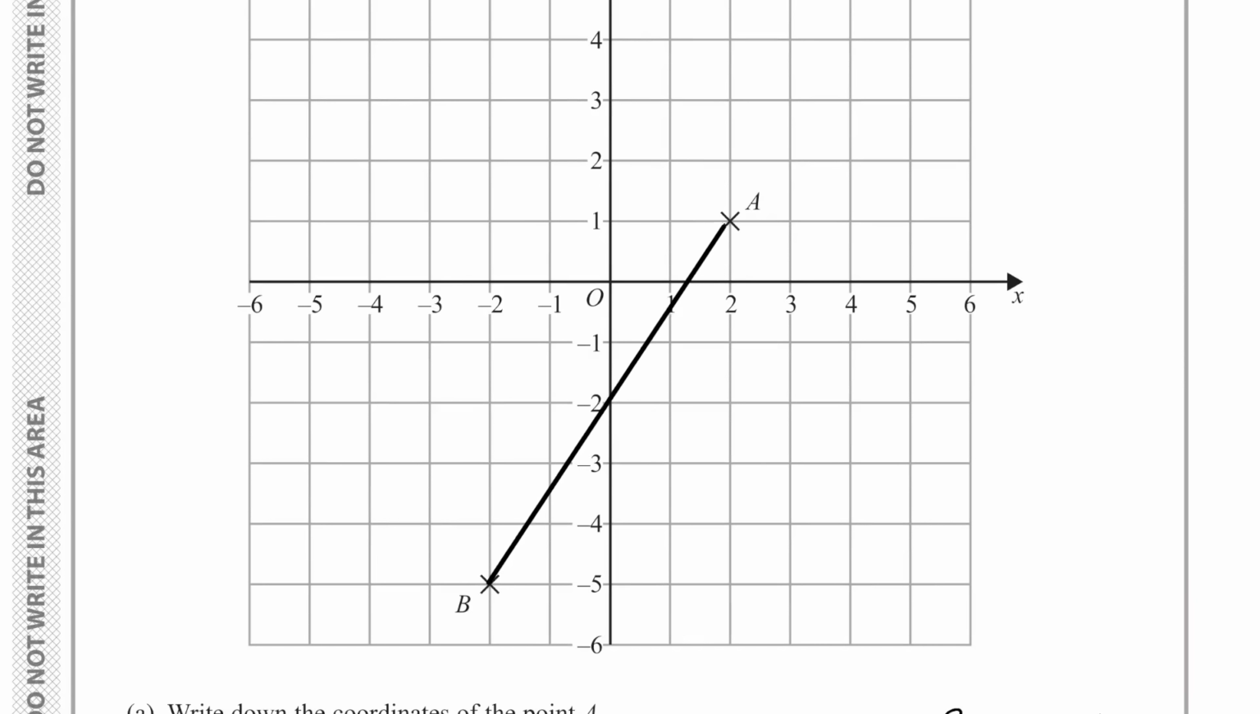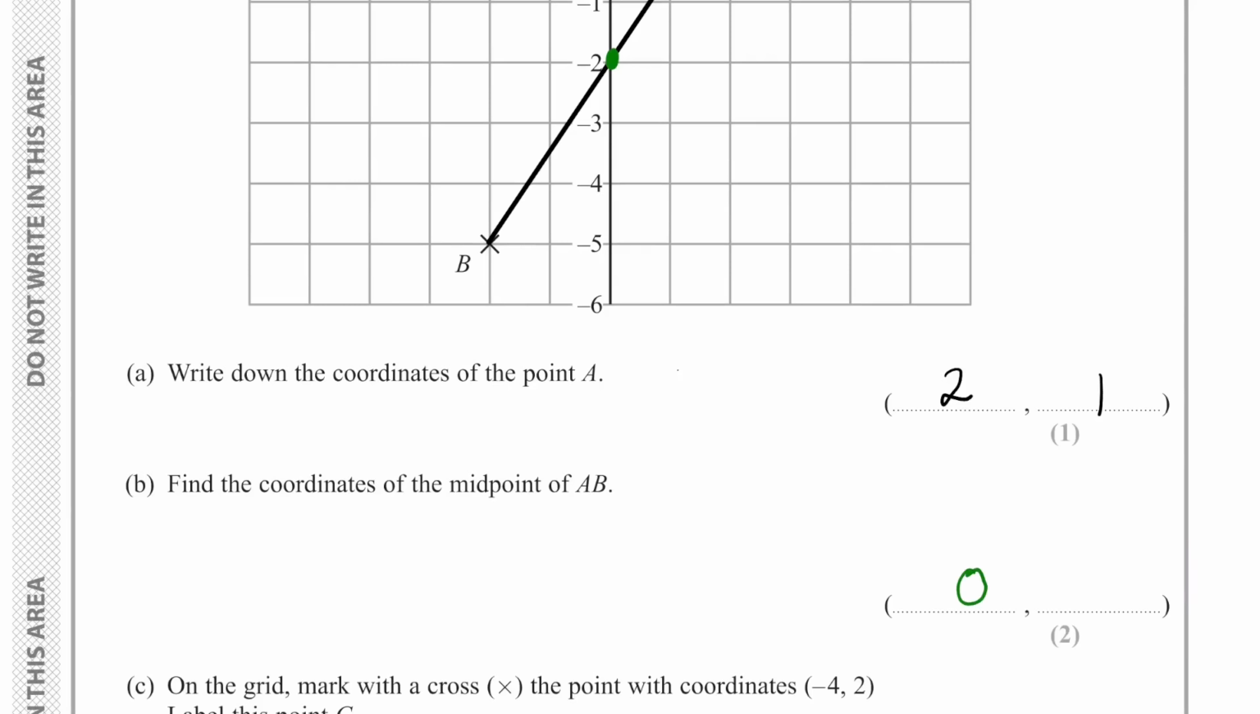So the middle of A and B. So we need to go 4 along the x. So halfway would be 2 along. We would get to here. That should be exactly halfway. We have to go 2 along, up 3, 2 along, up 3. So the coordinates, x first, which is nothing, 0, and then y, -2. So the coordinates are 0, -2.